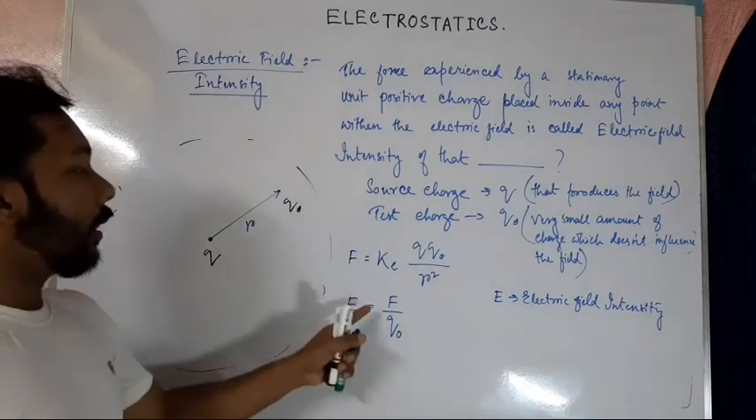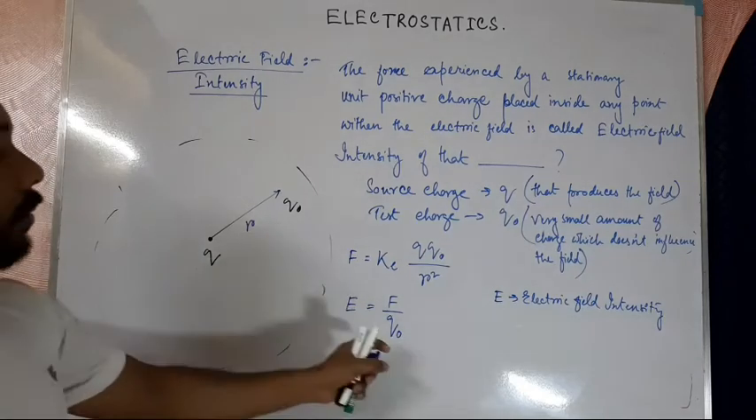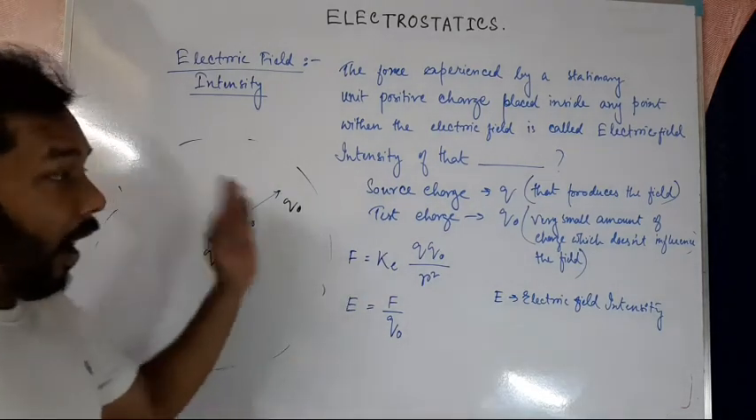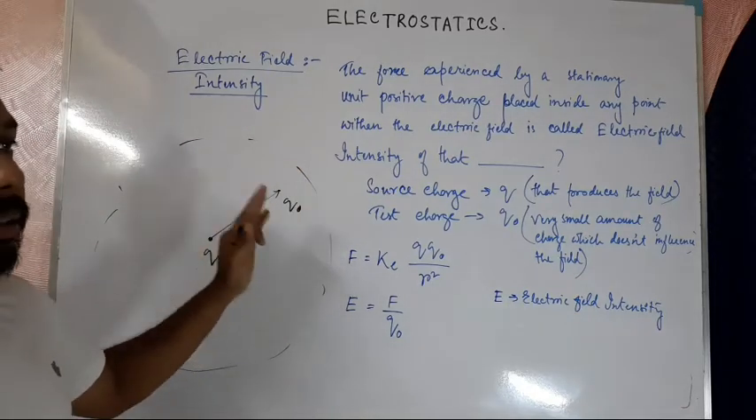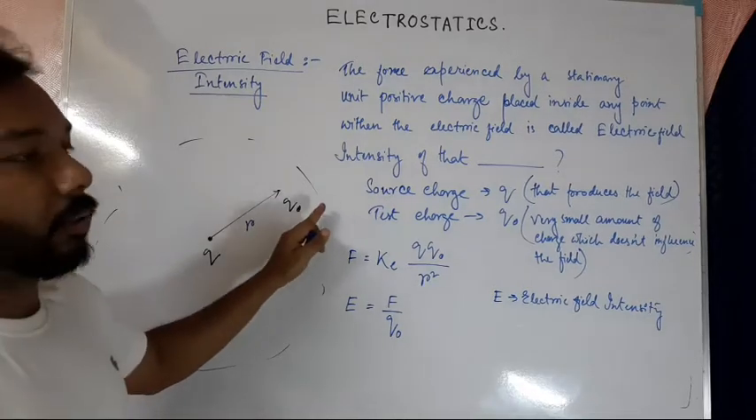Why do we divide by the test charge? Why do we divide the force by the test charge, not by the source charge? Because when we say the force per unit charge placed inside an electric field, that means the force is exerted on the test charge. The source charge is actually exerting force on the test charge.